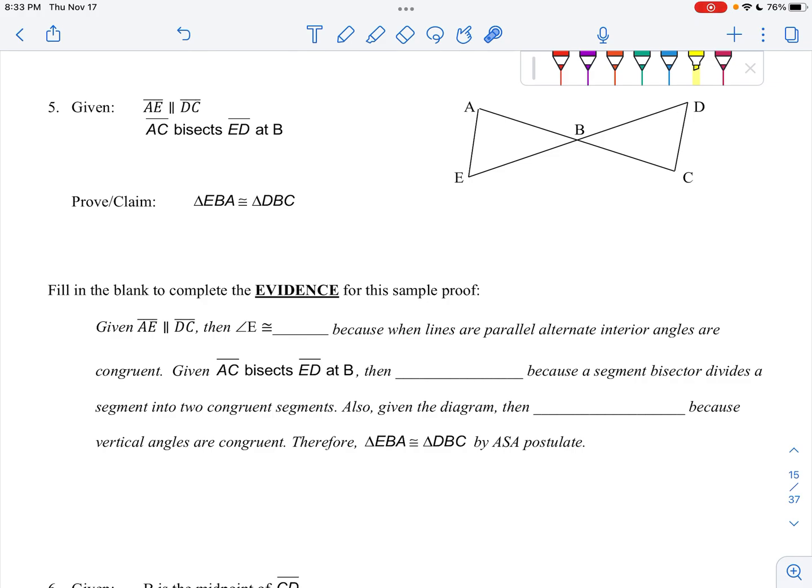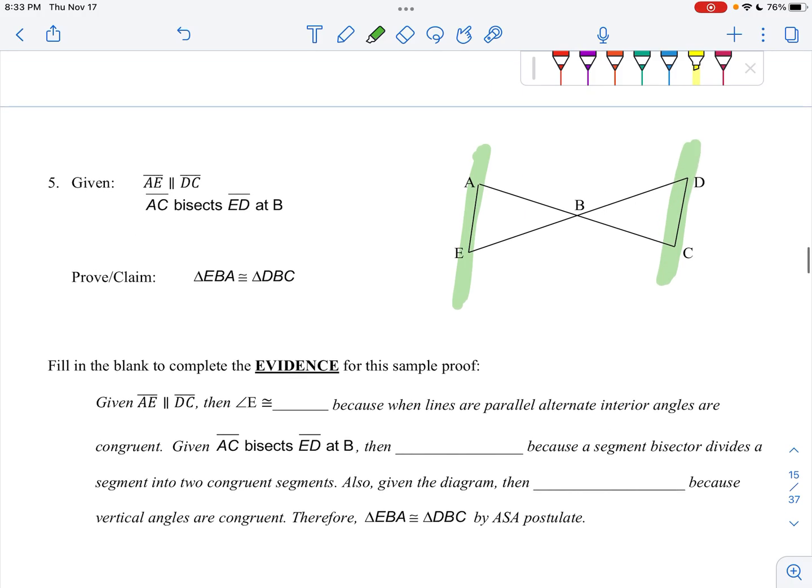All right, we're going to look at one last proof and then we're going to wrap it up for the day. So taking a look at this one, it says that AE is parallel, so this line segment is parallel to DC. Remember, parallel doesn't mean that they're congruent. It just means that they're angled the same way.